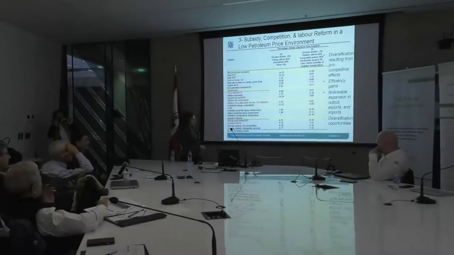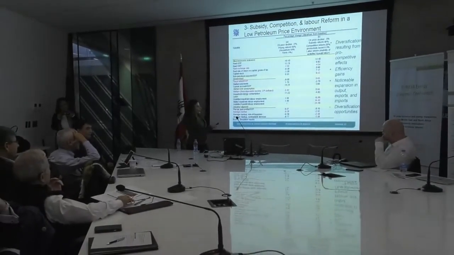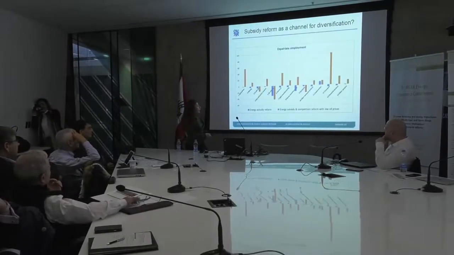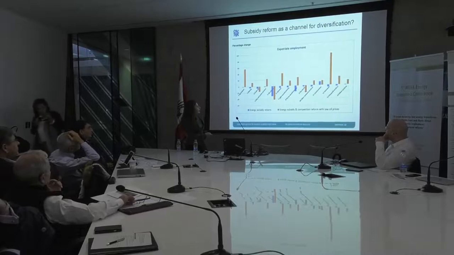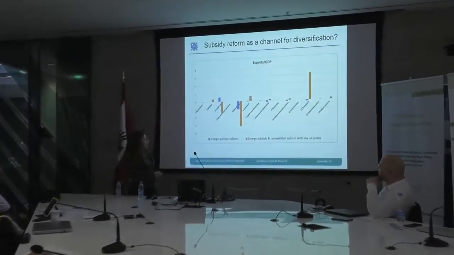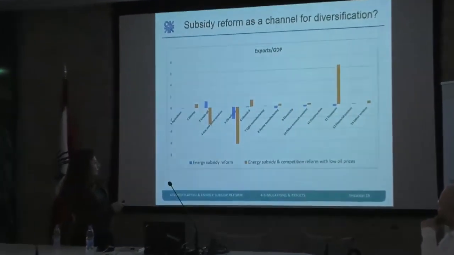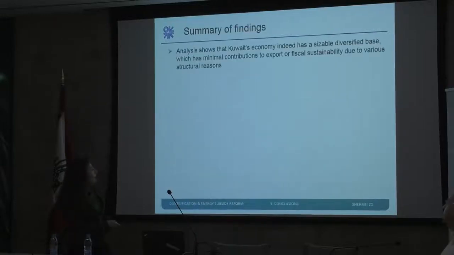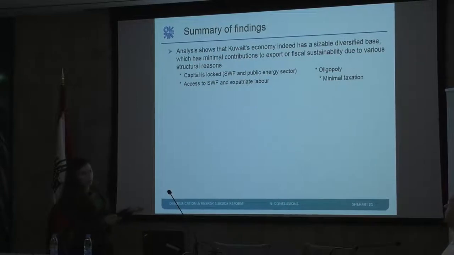And then finally, so basically we can see here that we do have pro-diversification effects. I'm going to skip this. I'm just going to show you here exports as a percent of GDP. You can see if you only have energy subsidy reform, not a lot of improvement. If you have all other microeconomic reforms, basically you're going to have significant improvement eventually.